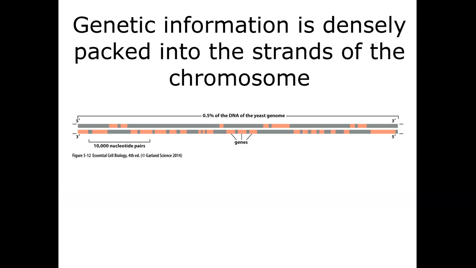Yeast has about 6,000 genes on 16 chromosomes, and there's a lot of different packed information in here. Genes are the things that we're going to express as proteins later on, typically. There's a lot of information packed into these strands of chromosomes. You can see these little pink lines. Those are encoding for the proteins that the yeast cell is going to make.